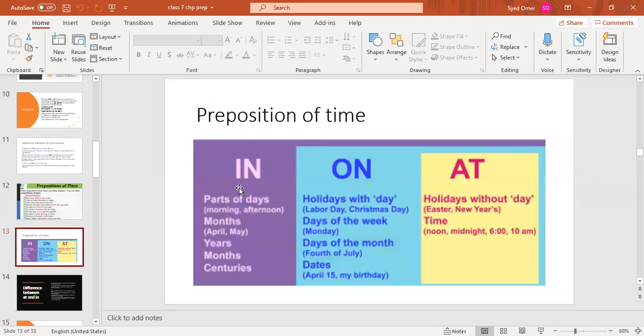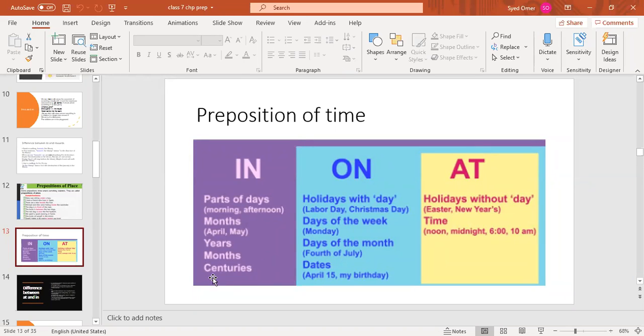Prepositions of time. Difference between in, on, and at. Now students, we use in with the part of day. In the morning, in the afternoon, in the evening. With months: in May, in April, in January. With years: in 2004, in 2020, coronavirus hit the world in 2019, okay?